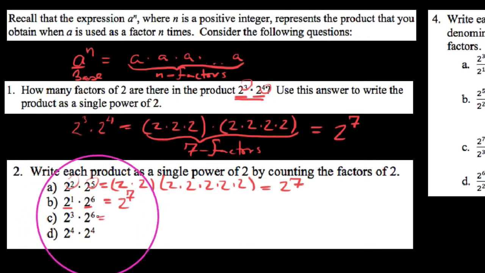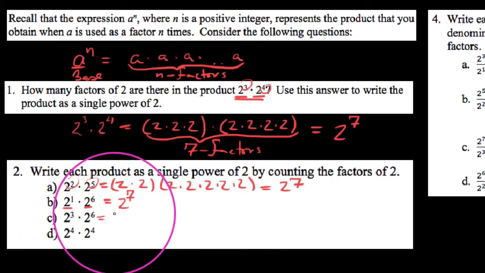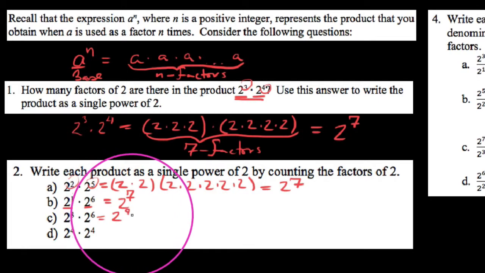If we said, what's 2 to the third times 2 to the sixth? Since they have the same bases, we're asking how many total factors we have. We have 2 to the 3 plus 6, which is 9. In this last instance, 2 to the fourth times 2 to the fourth, we end up with 2 to the 4 plus 4, which is 8.